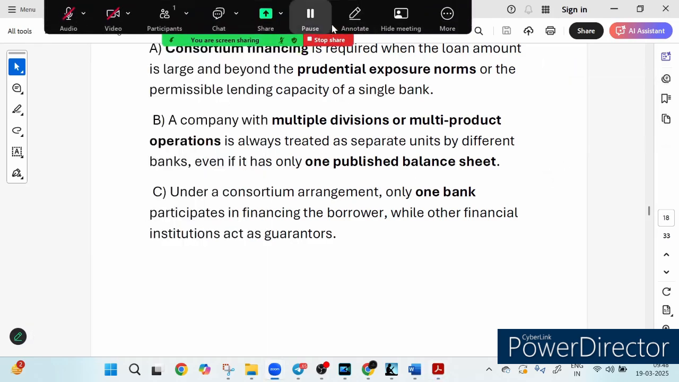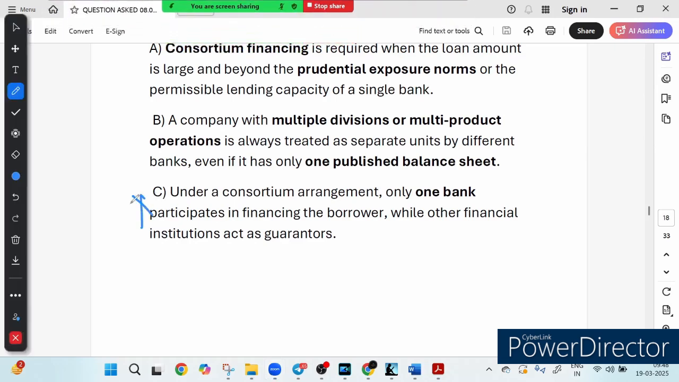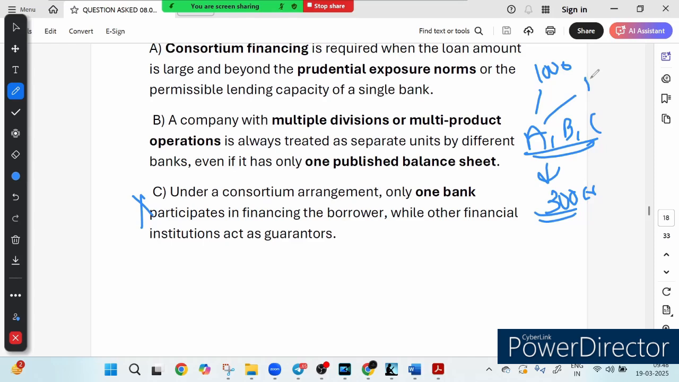So let me give you an example to make it more clear. Suppose three banks are there, A, B, C. They form a consortium to provide a 300 crore loan, right? So bank A might contribute 100 crore, bank B provides 120 crore, and bank C provides 80 crore, right? So all three banks lend money rather than acting like guarantors. So this is also incorrect.